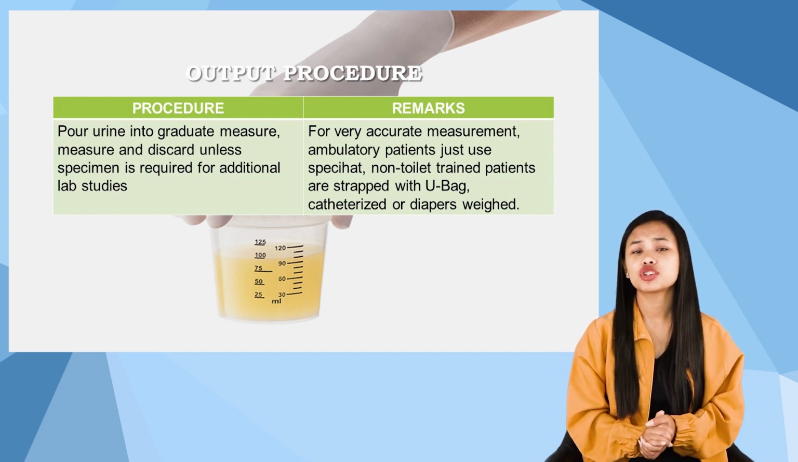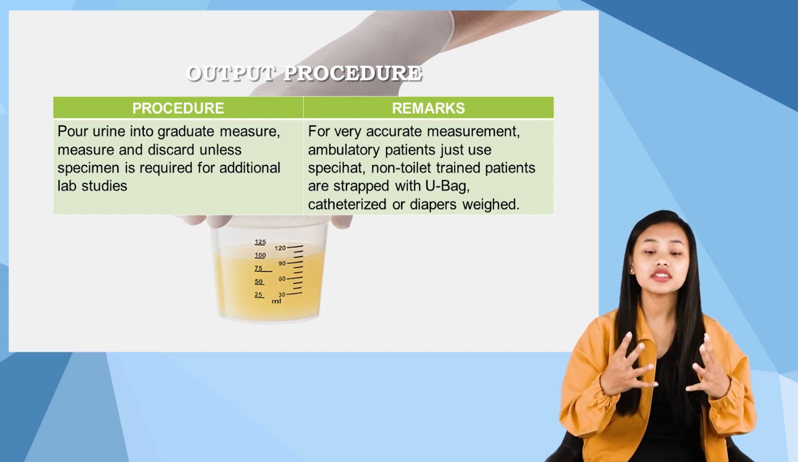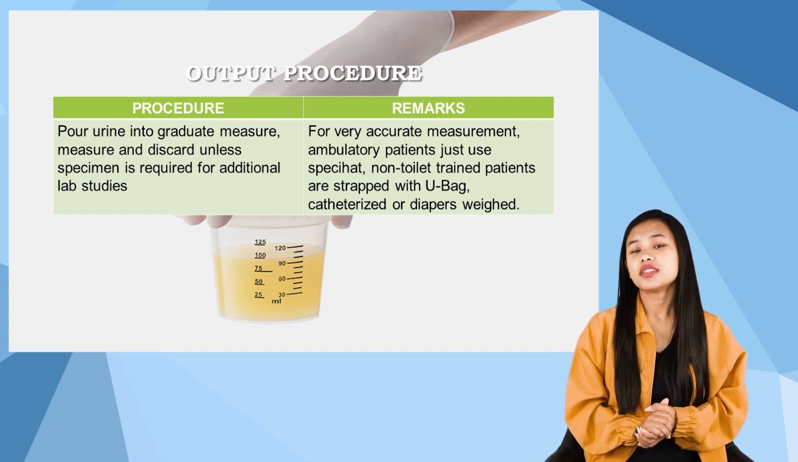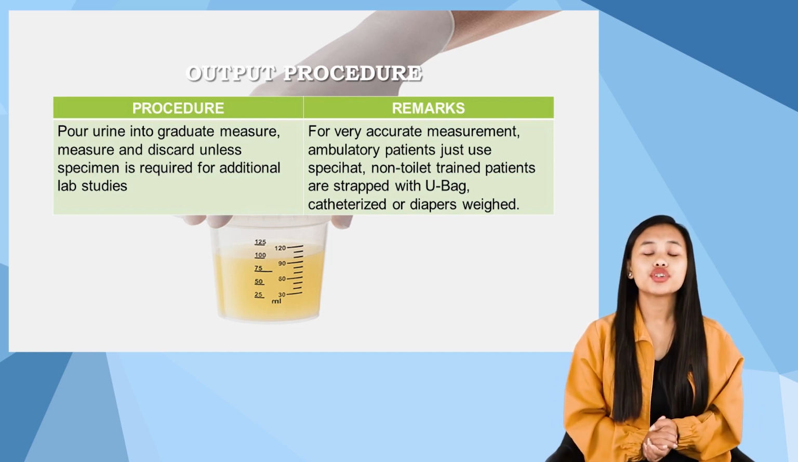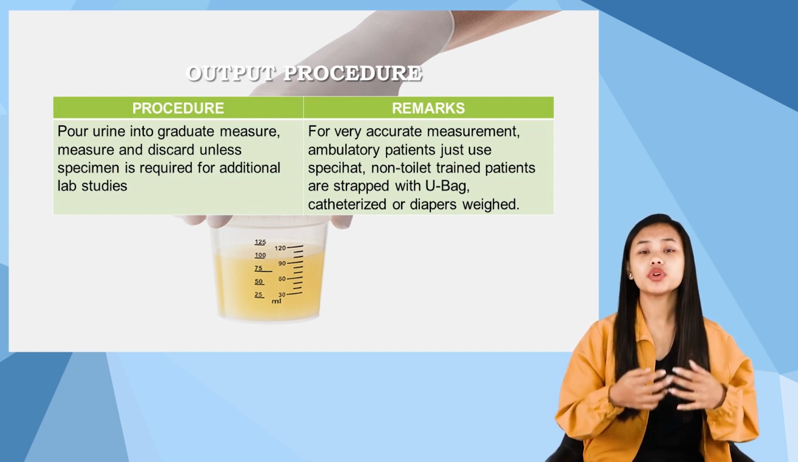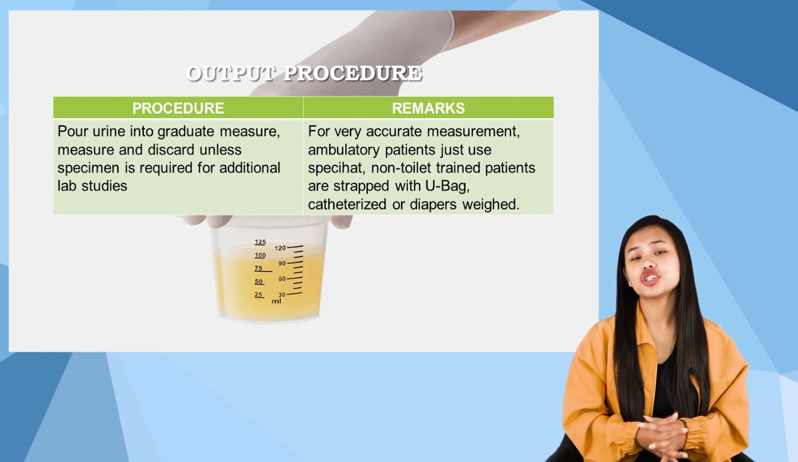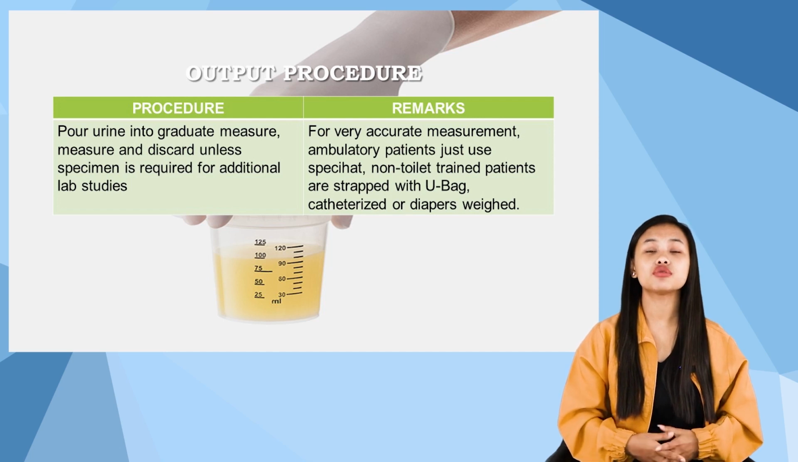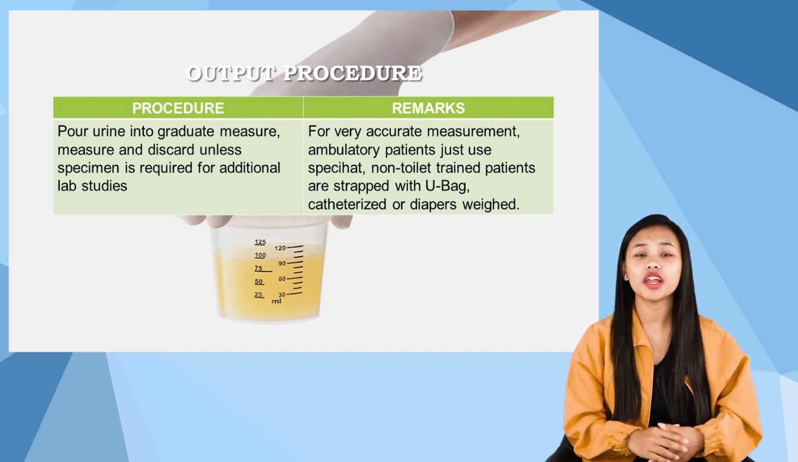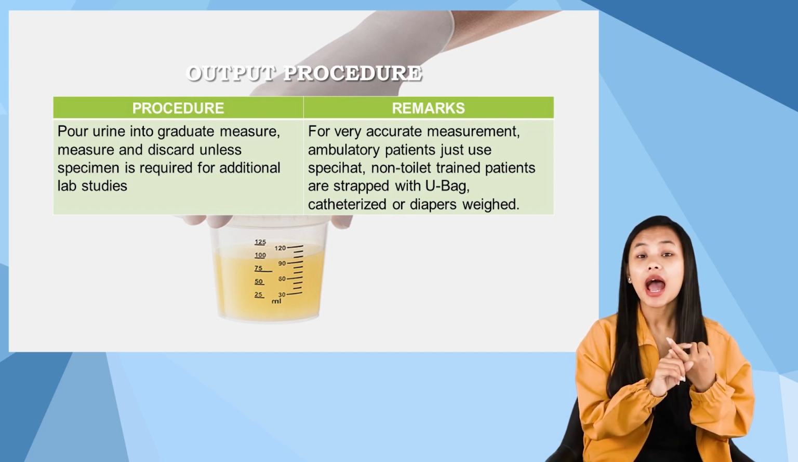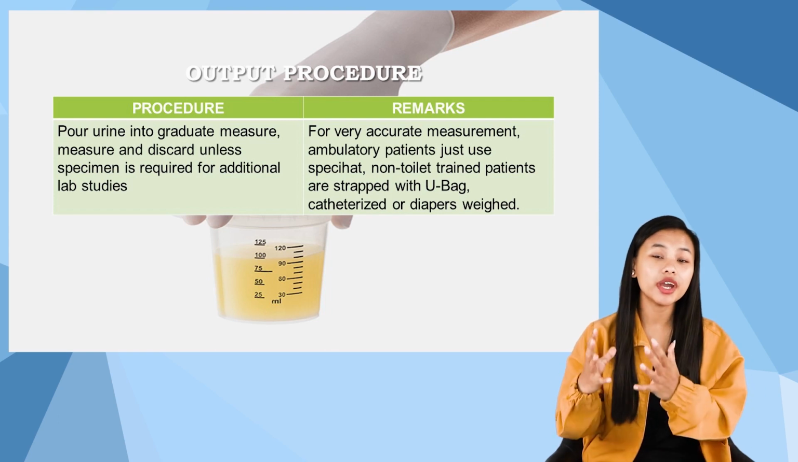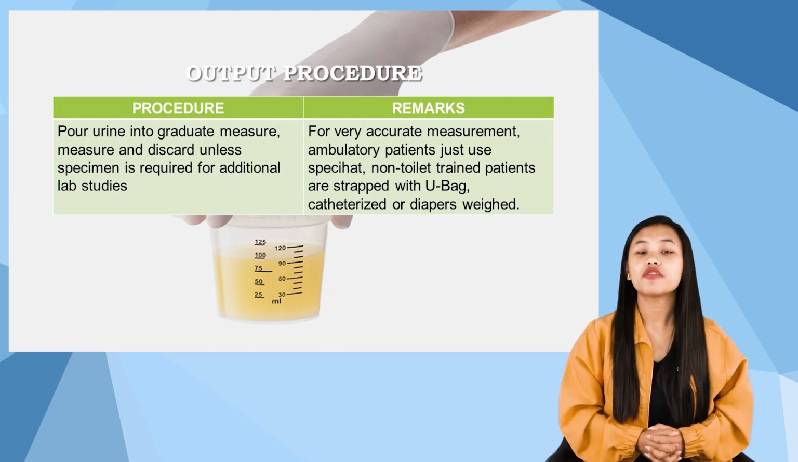However, if the specimen is required for any lab studies, that is for a 24-hour specimen, then only will this specimen be stored. So while doing this, in order to get an accurate measurement, for those ambulatory patients we can provide them the specimen hat, whereas for those non-toilet trained patients, we can provide a urinary bag, we can catheterize them, as well as we can provide diapers. However, when you provide these diapers, you must make sure that you first weigh them, and only then provide these diapers to them, so that at the end we can subtract the weight of the diaper before it has been used from the total.